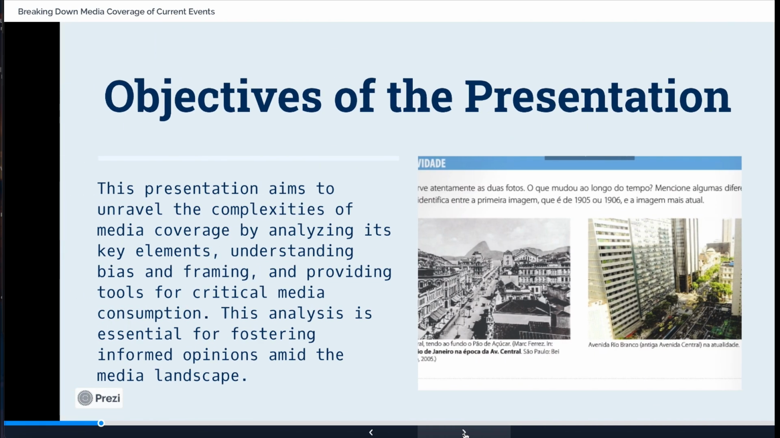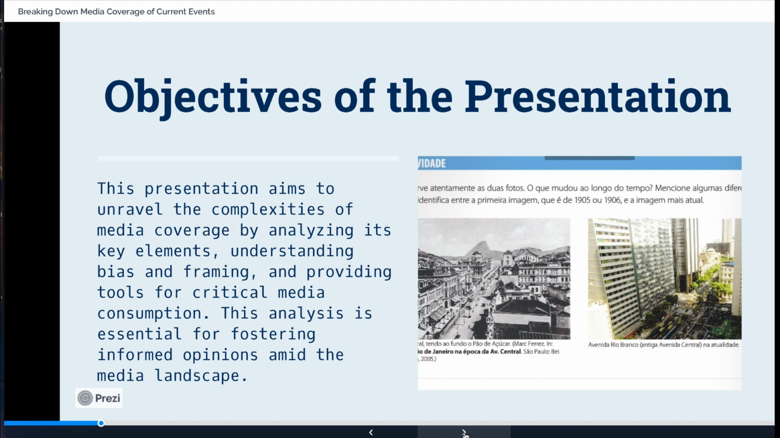This presentation aims to unravel the complexities of media coverage by analyzing its key elements, understanding bias in framing, and providing tools for critical media consumption. This analysis is essential for fostering informed opinions amid the media landscape.